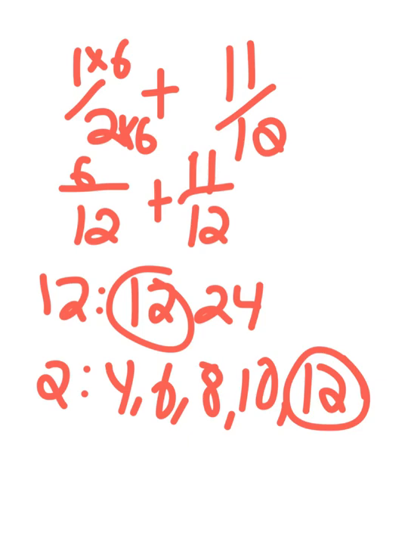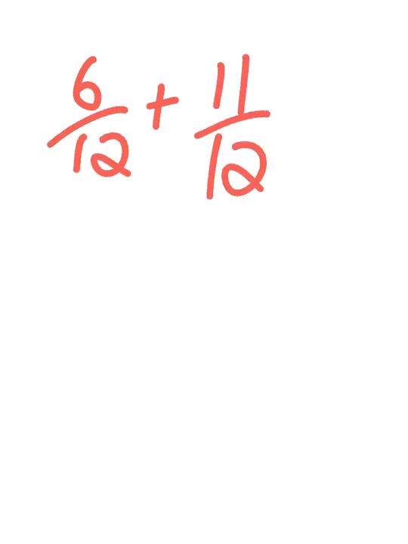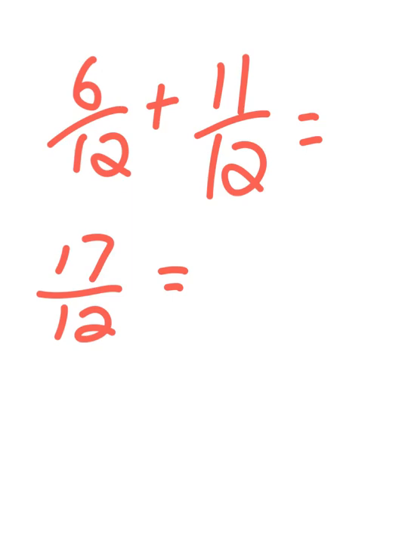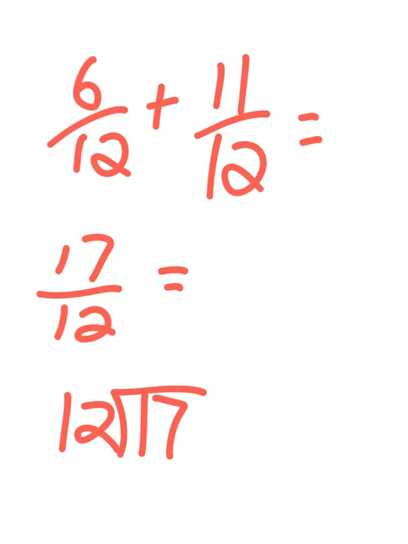We'll do that on the other page. We've got 6 12ths plus 11 12ths. We're adding those together, and we get 17 12ths. Now you can change that into a mixed number. And the way you do that is you just take that 17 and divide it by 12. 12 goes into 17 once. And then 17 minus 12 is 5. So that's a remainder of 5.